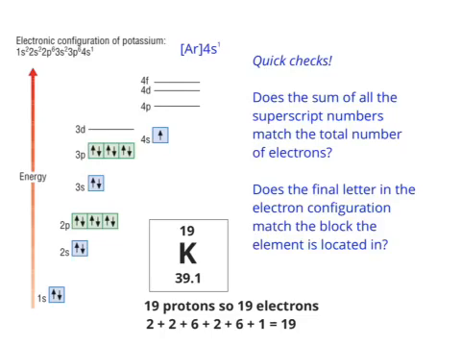Does the final letter in the electron configuration match the block the element is located in? Well, potassium is in the s block, so therefore it should end in an s orbital, or an s subshell, or should have s at the end of its electron configuration.